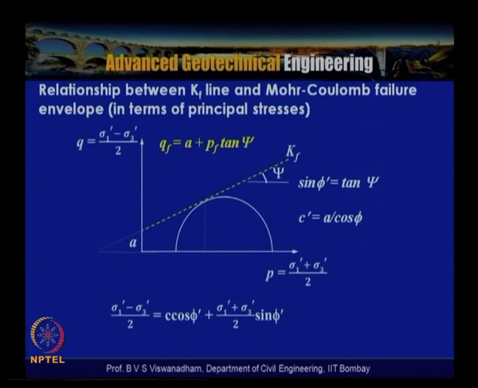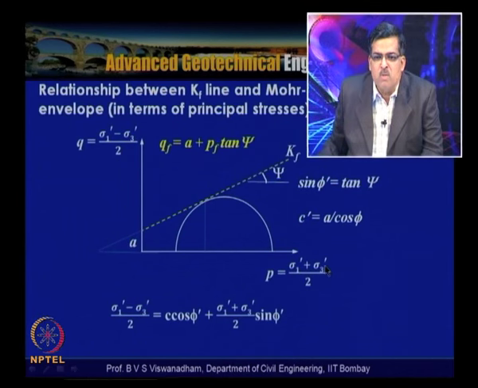Earlier, when we discussed the relation between the Kf line and the Mohr Coulomb failure envelope, this also can be expressed in terms of principal stresses. When we plot a p-q plot, with q equal to sigma 1 minus sigma 3 dash by 2 and p equal to sigma 1 plus sigma 3 dash by 2, this is the Kf line, which is inclined at an angle psi. When we compare with the typical Mohr circle, sin phi dash is equal to tan psi and c dash is equal to a by cos phi.